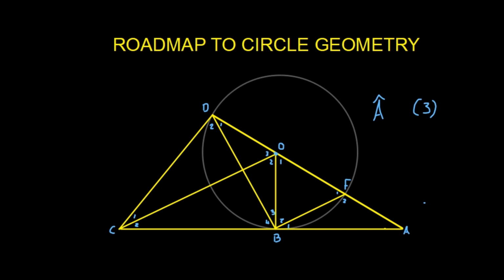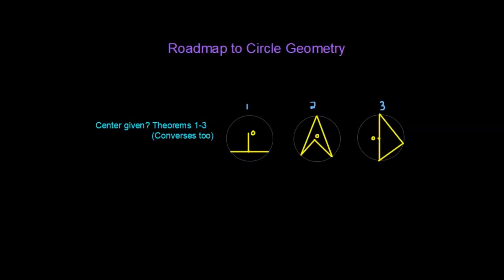Our roadmap starts with a journey, and with any map, we need a starting point. Our first question would be, is the center of the circle given to us? If your answer is yes, well, that's fantastic. Then we can consider theorems 1, 2, and 3. And I just want to remind you, which we will see again later, theorem 7 is related to theorem 1, which is also something you can consider with the center.